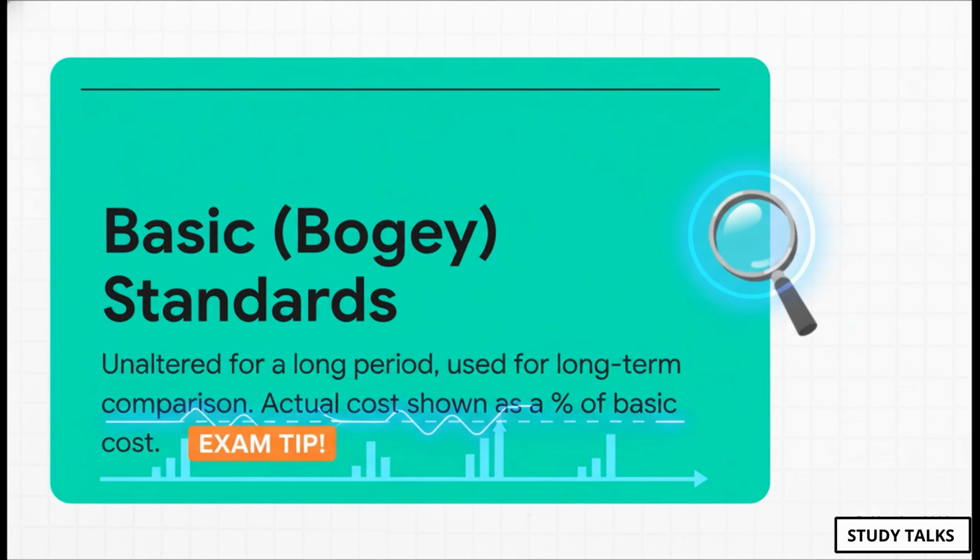Third, you have basic standards, sometimes called bogey standards. Think of these as a historical snapshot. You set them once, and then you don't touch them for a long, long time. They're not for day-to-day control, they're for tracking long-term trends.